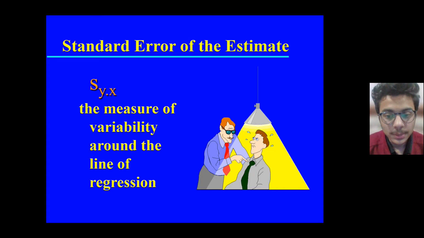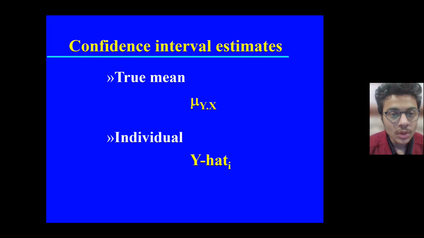Standard error of the estimate, SYX. This is denoted by the standard error of the estimate. And what is the standard error of the estimate? It is the measure of variability around the line of regression.